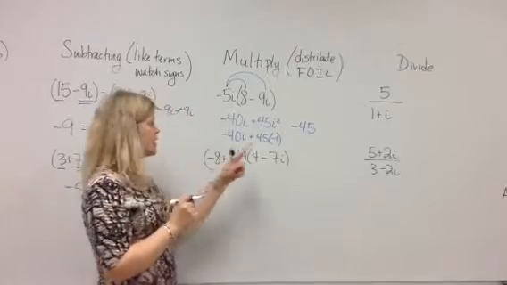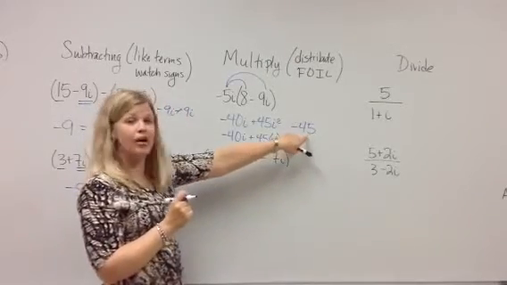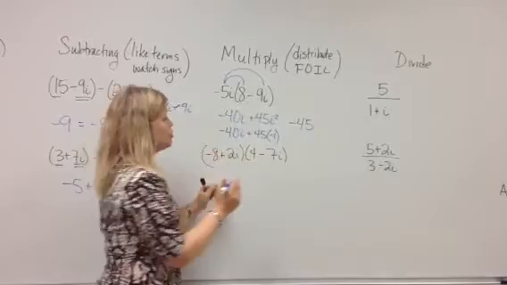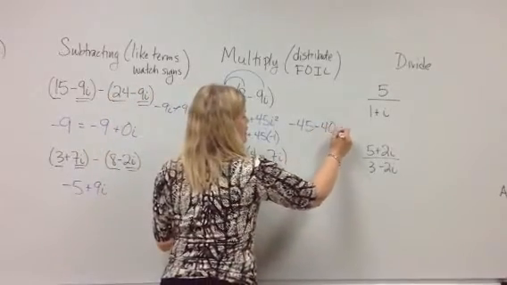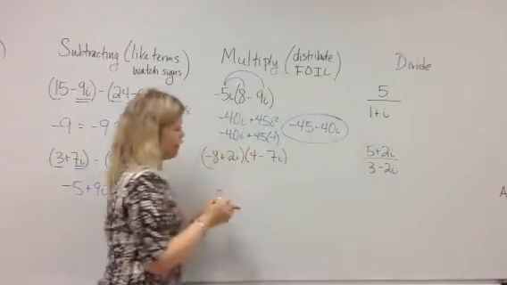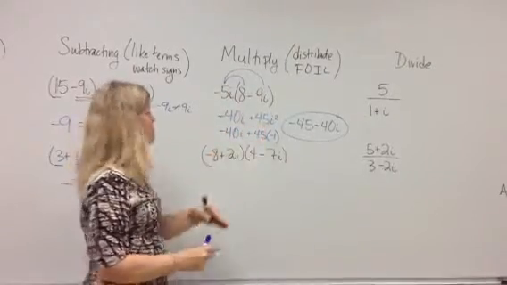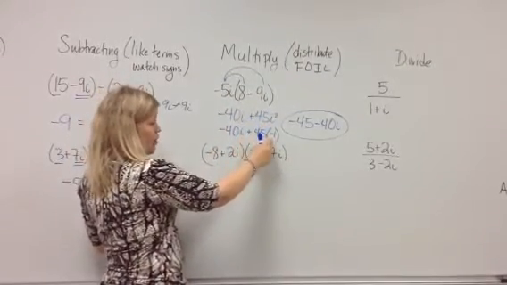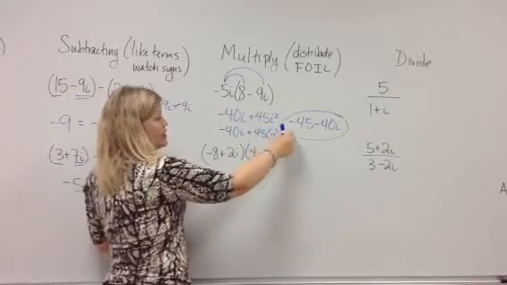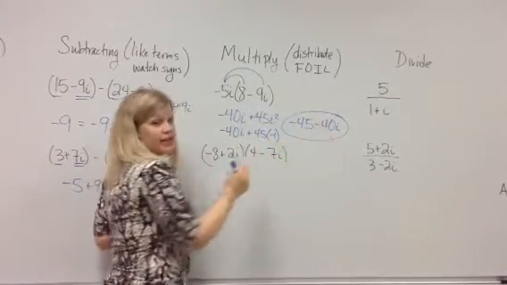And the one thing is, in complex numbers, the real part has to come first. So you would really need to rewrite this as negative 45 minus 40i. So go ahead, do your multiplying. Plug in for the i squared if you need to. And then make sure you write the real part and then the i.